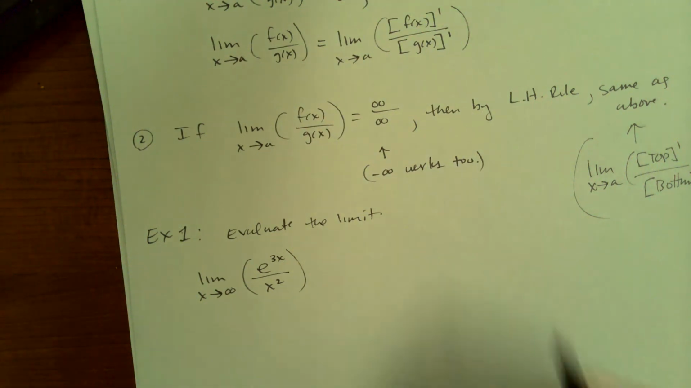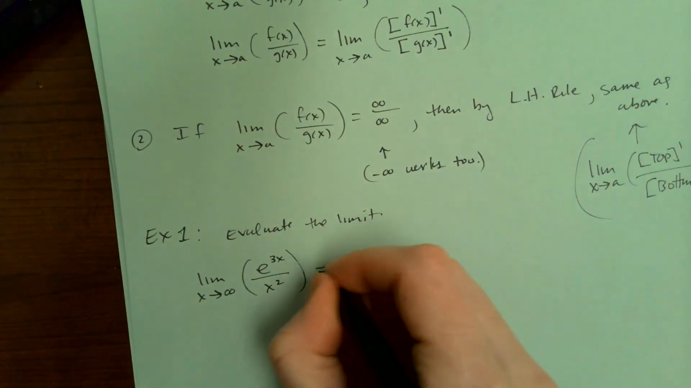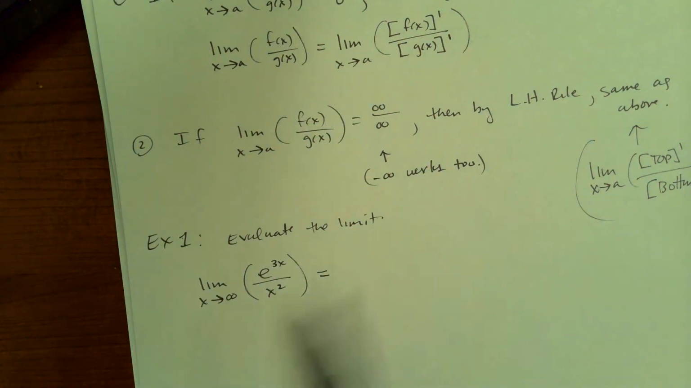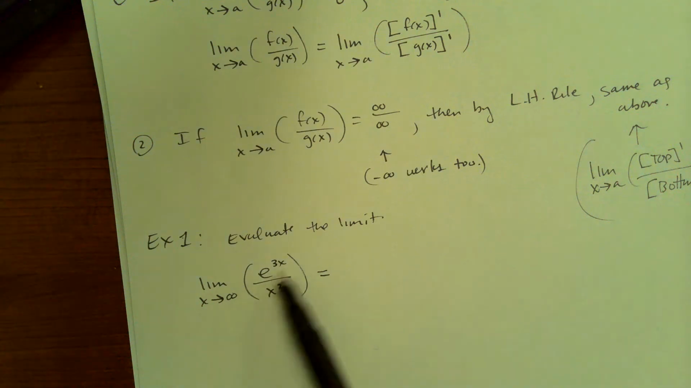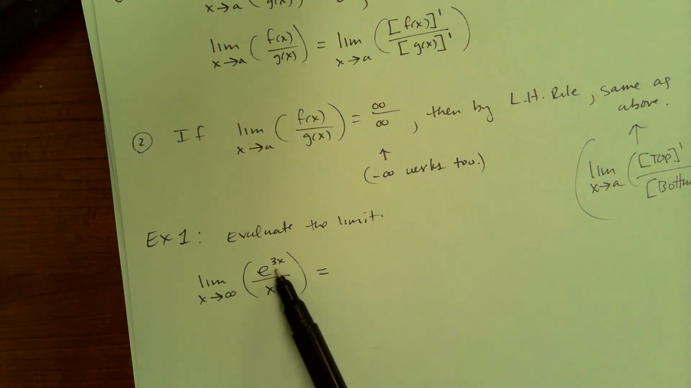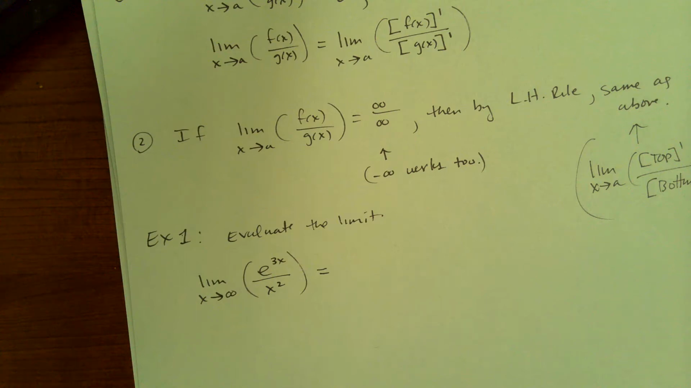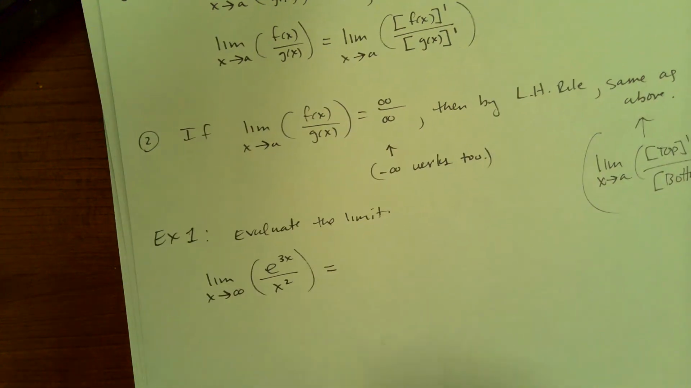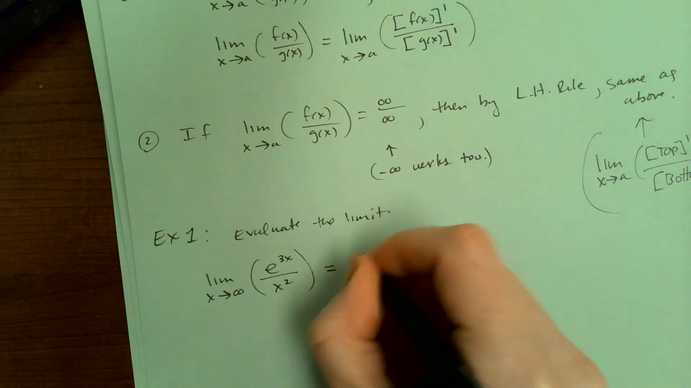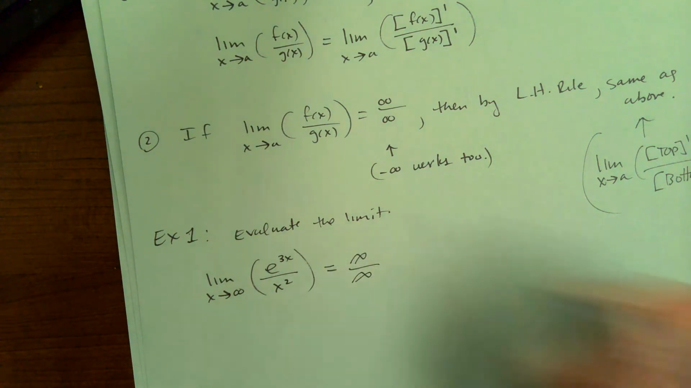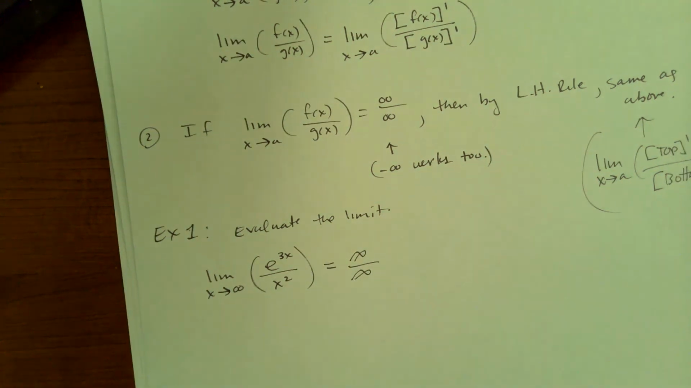Okay, so what is going on here? You want to direct substitute. Think of plugging in infinity. So you would get e to the 3 times infinity. That would be e to the infinity, which is infinity. All right, so you would end up with infinity over infinity.